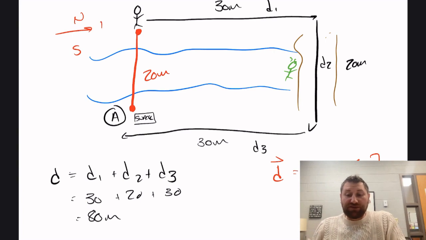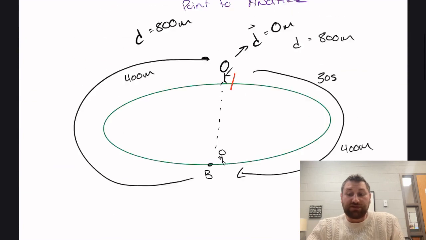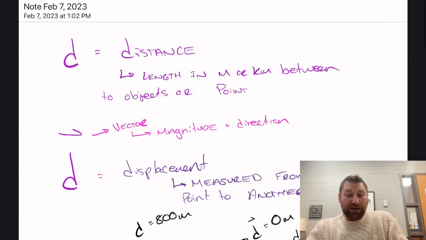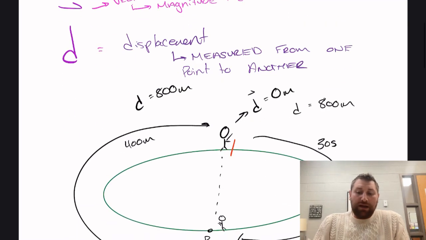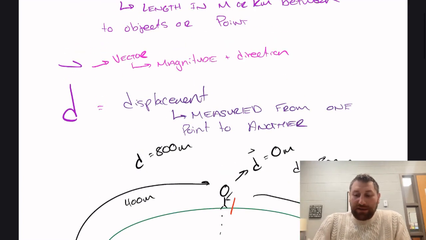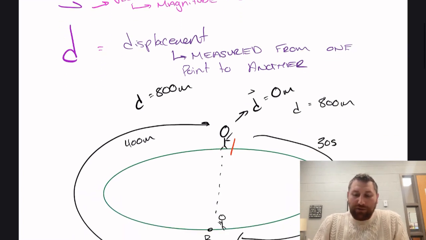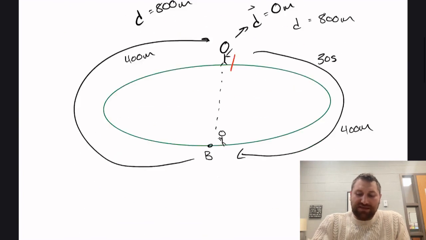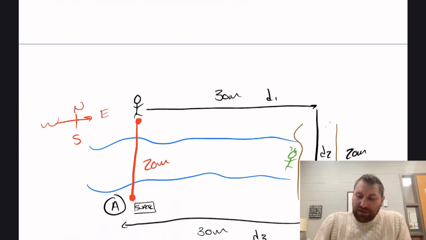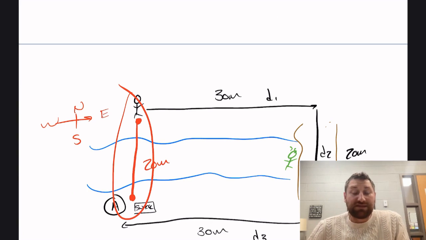Moral of the story: distance is the length in meters or kilometers between objects, right? So if I do a complete lap of this track, I traveled a distance of 800 meters. Displacement is from start to finish. So if I did this track and went all the way around, my displacement would be 0. If I went across the river, this is the value of displacement. And that is the difference between distance and displacement.